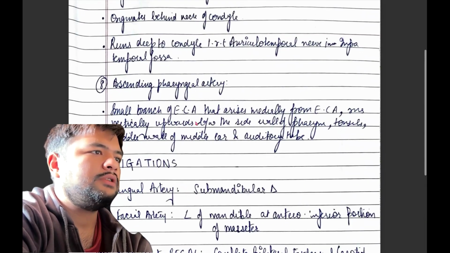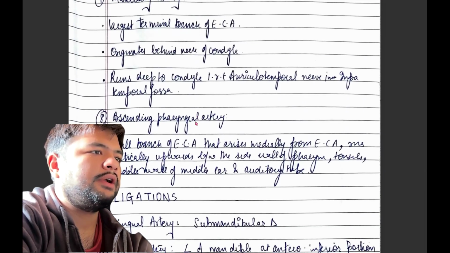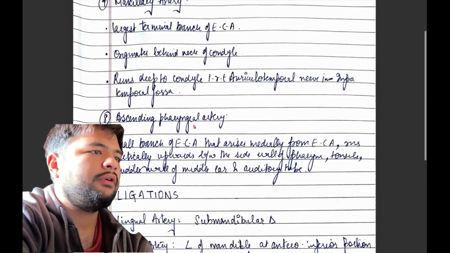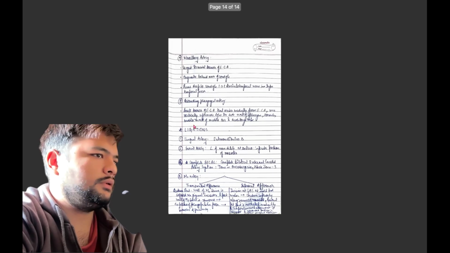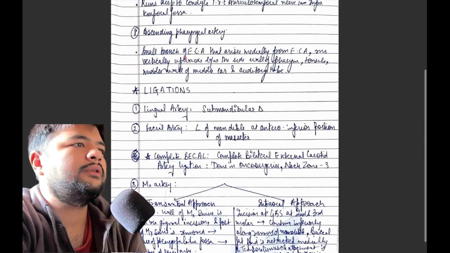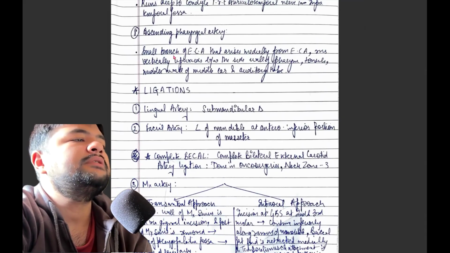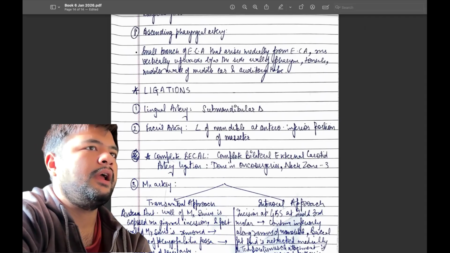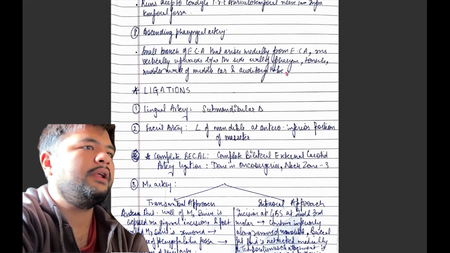Then coming to the ascending pharyngeal artery. It is a very small branch of the external carotid artery that arises medially from the external carotid artery and runs vertically upwards between the side wall of the pharynx, tonsils, medial wall of the middle ear, and auditory tube. So the ascending pharyngeal artery is the medial branch.